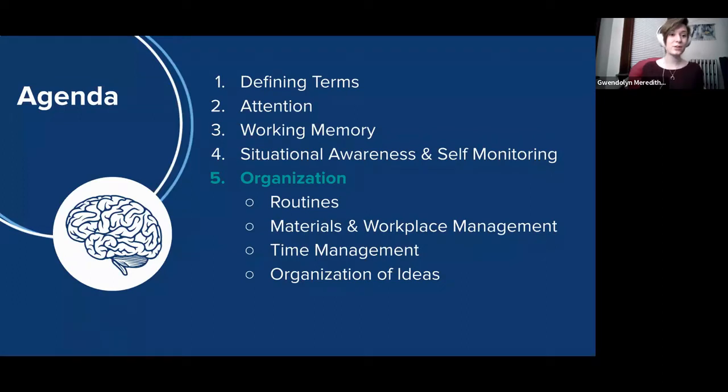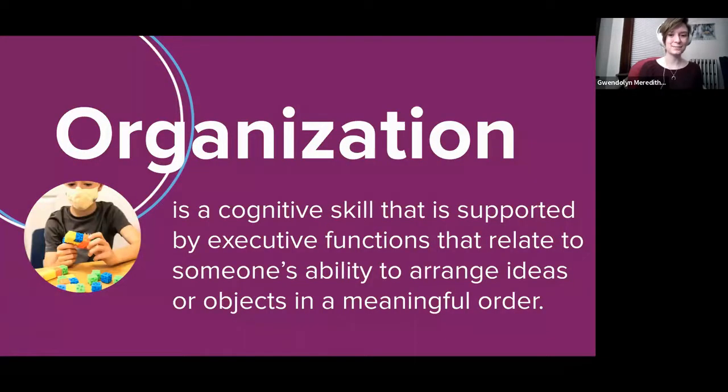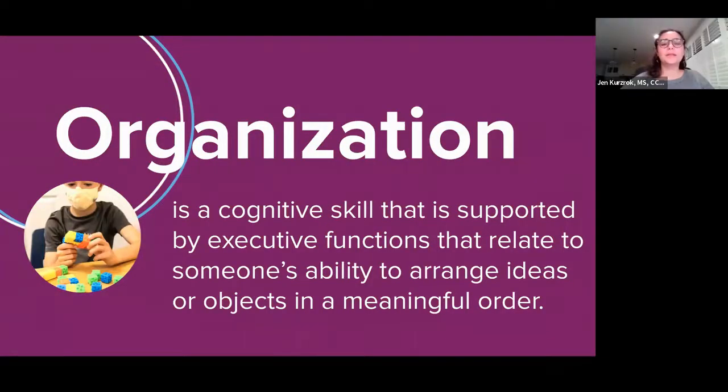So next, we're going to touch base on organization. I think Jen's going to take over for this one. So organization is a cognitive skill that isn't necessarily explicitly an executive function skill, although I think most of us, when we hear the term executive function, picture organization or a lack thereof. But organization is actually a higher level skill or series of skills that are supported by someone's executive function skills. And they relate to someone's ability to arrange ideas, objects, time, actions in a meaningful order, in a logical way.